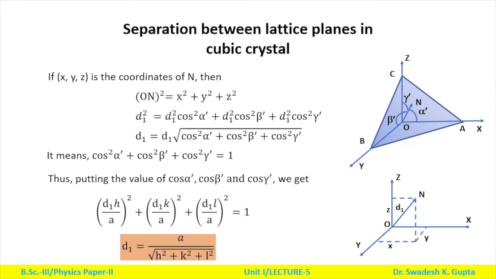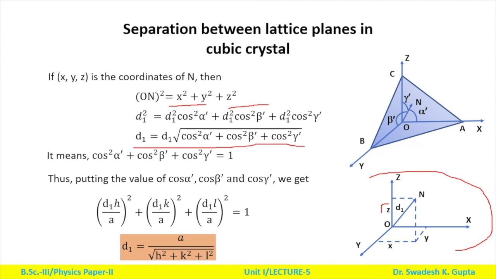From the figure here, we have ON square equal to x square plus y square plus z square, and putting in the values of x, y and z. From here you can see z is equal to d1 cos gamma dash. Similarly x is d1 cos alpha dash and y is d1 cos beta dash. Putting all these values, we will get this equation.